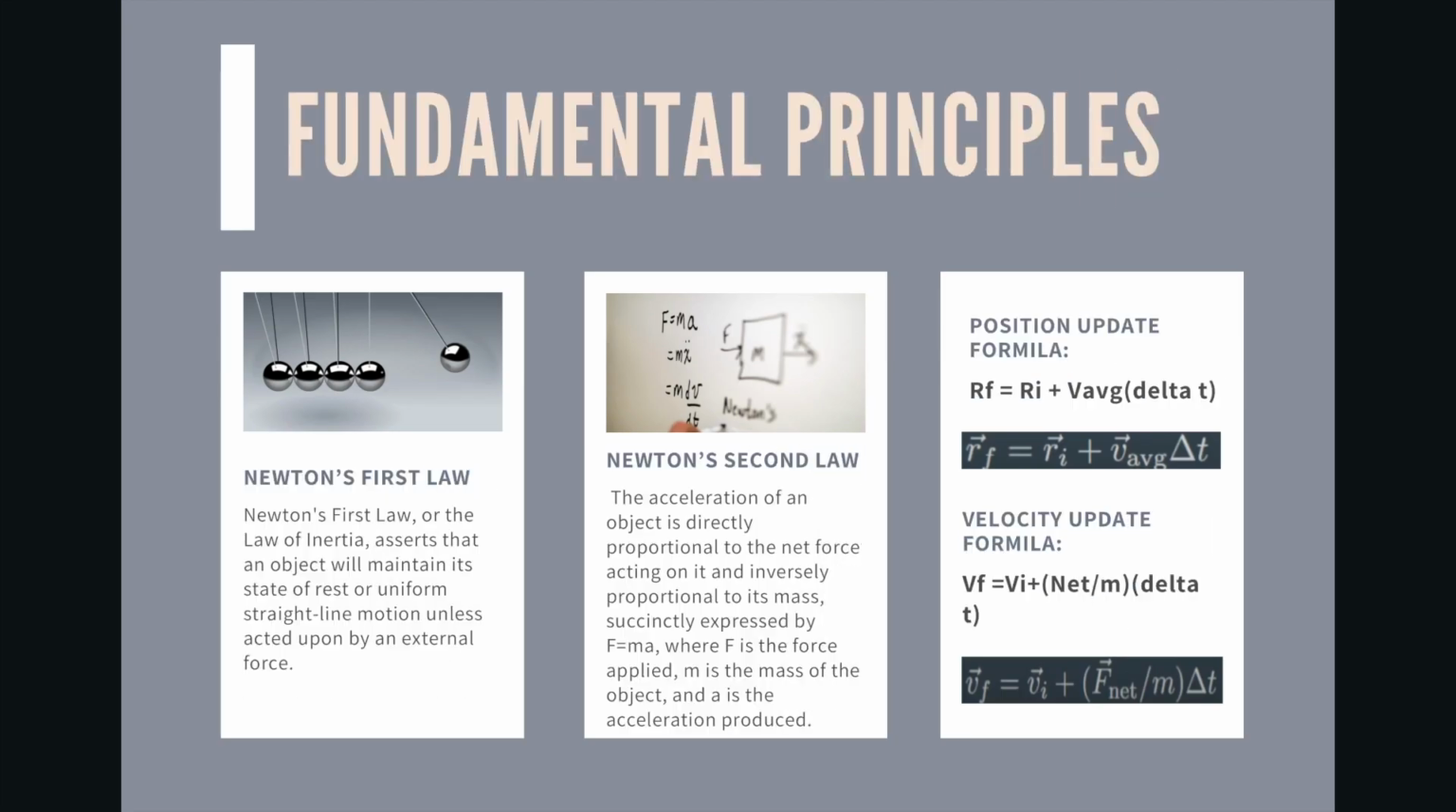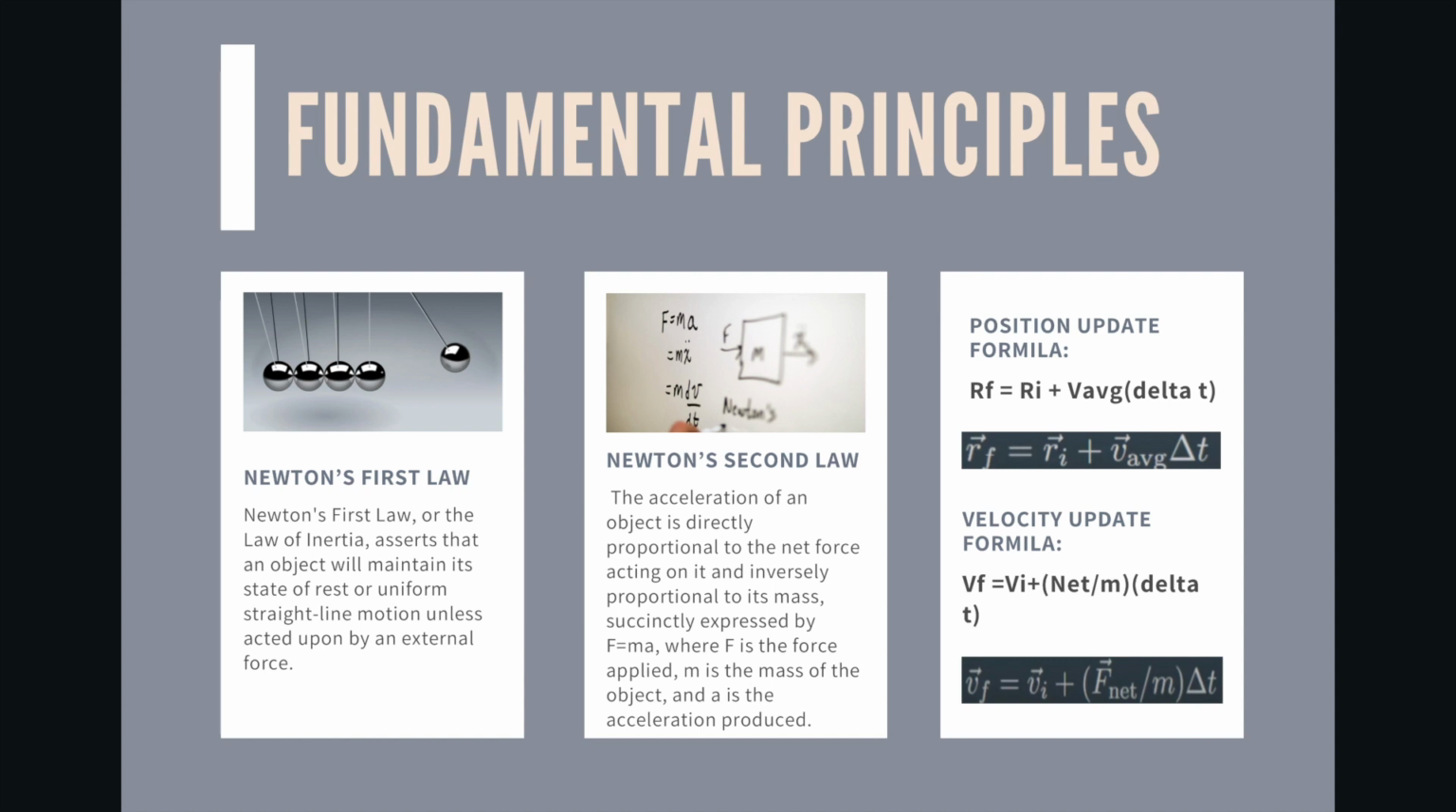and we will assume that the net force is equal to 0 newtons. For this experiment, we need to know about Newton's first law, which asserts that an object will keep its state of rest or uniform straight line motion unless an external force is acted upon it. We also need to know about Newton's second law, which states that the acceleration of an object is directly proportional to the net force acting on it and inversely proportional to its mass, which is expressed by F equals ma, where F is the force, m is the mass, and a is the acceleration. So the force is equal to mass times acceleration.